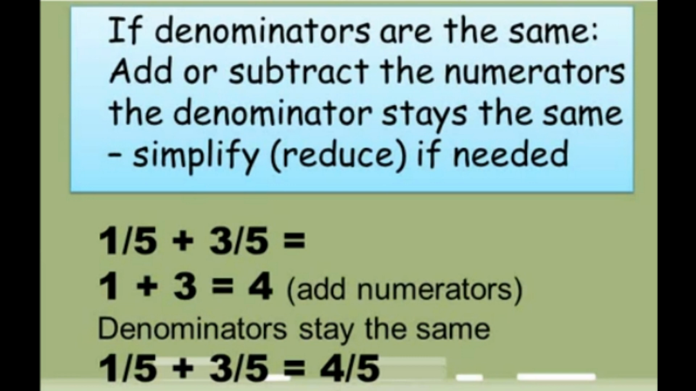Now I have to determine if I have to reduce that answer. So the way I do that is I ask myself, is there a number, the same number, that will go into both the numerator and the denominator evenly? Is there a number that divides into the top and the bottom evenly? There is no number that goes into both 4 and 5 evenly except 1, and 1 will give us the same fraction. So we are fully reduced.